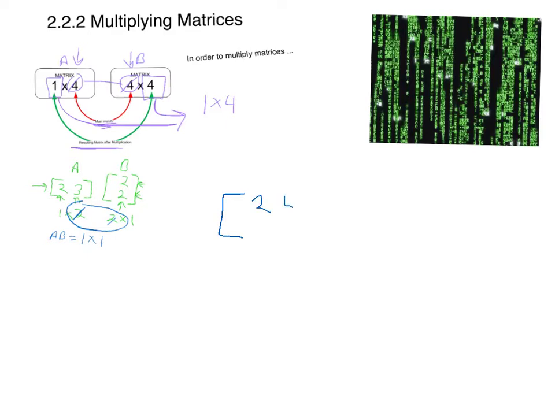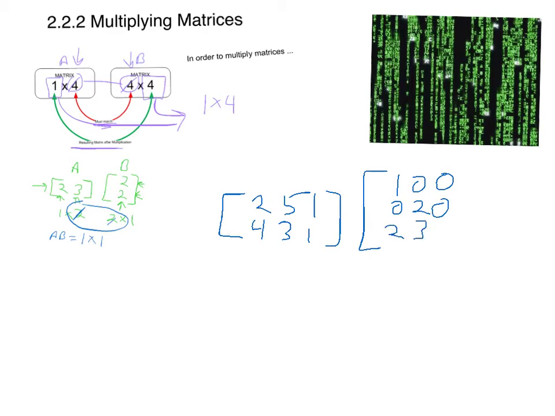2, 5, 1, 4, 3, 1, and 1, 0, 0, 0, 2, 0, 2, 3, 1. Okay. Can we multiply them? That's all I'm looking at right now.